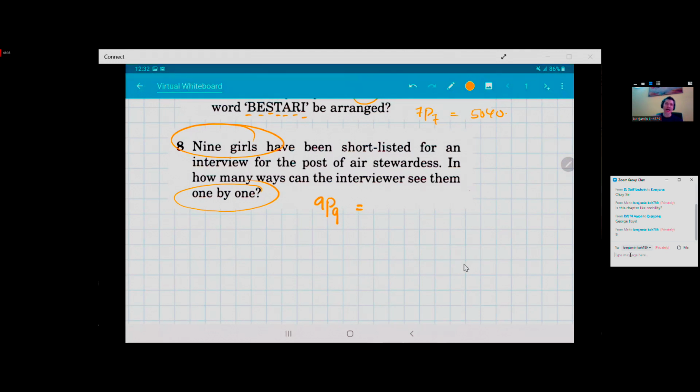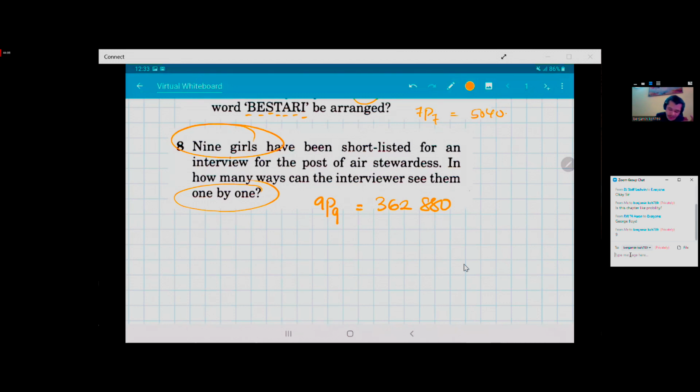When you press your calculator for 9P9, go ahead, press your calculator for 9P9. What do you see? Don't be surprised, don't be shocked, you will see a huge number. The number you get here is 362,880. So hang on, what's going on? Why is the number so big? Does that mean that 9 girls become 362,880 girls? No, it just means that there are different ways of arranging them.